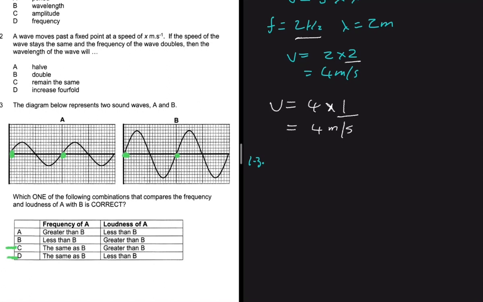What is loudness related to? Loudness is related to the amplitude. We can see that the amplitude of B is greater than that of A. So our answer here for 1.3 is actually D, because the frequency of A is the same as the frequency of B, but the loudness of A is less than the loudness of B because of the amplitude. Sound wave B has a higher amplitude.